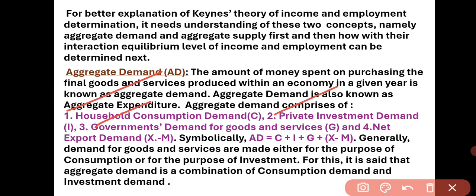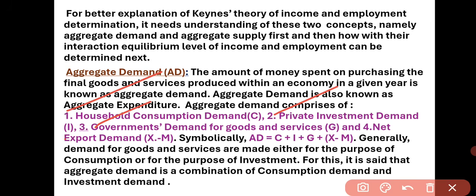We all know that to provide public utility services for social welfare or public welfare, government spends money and demands goods and services. That is known as government's demand for goods and services, which is symbolized as G.